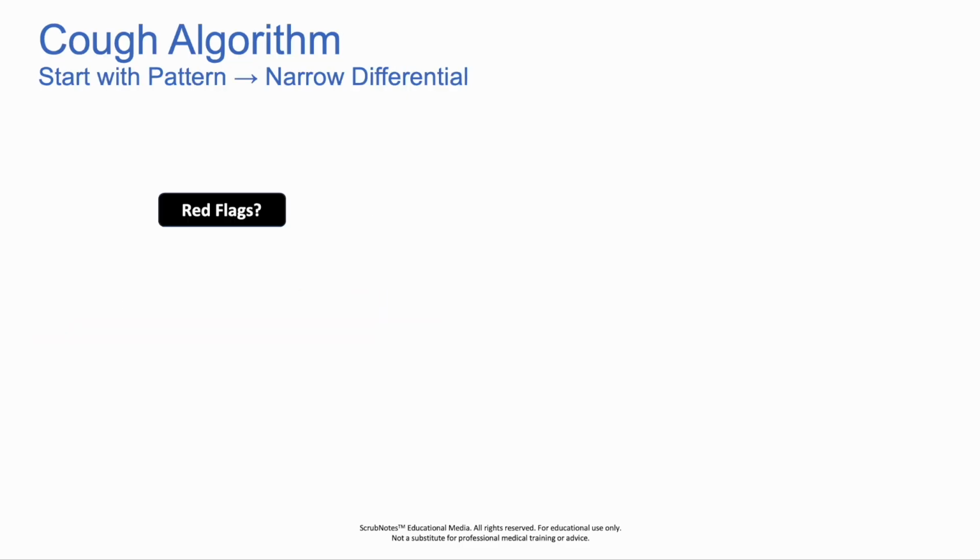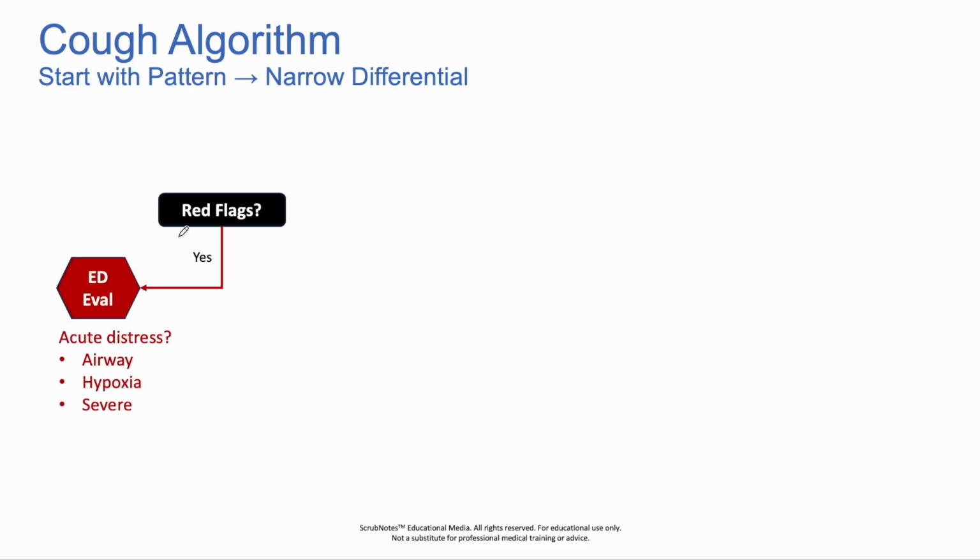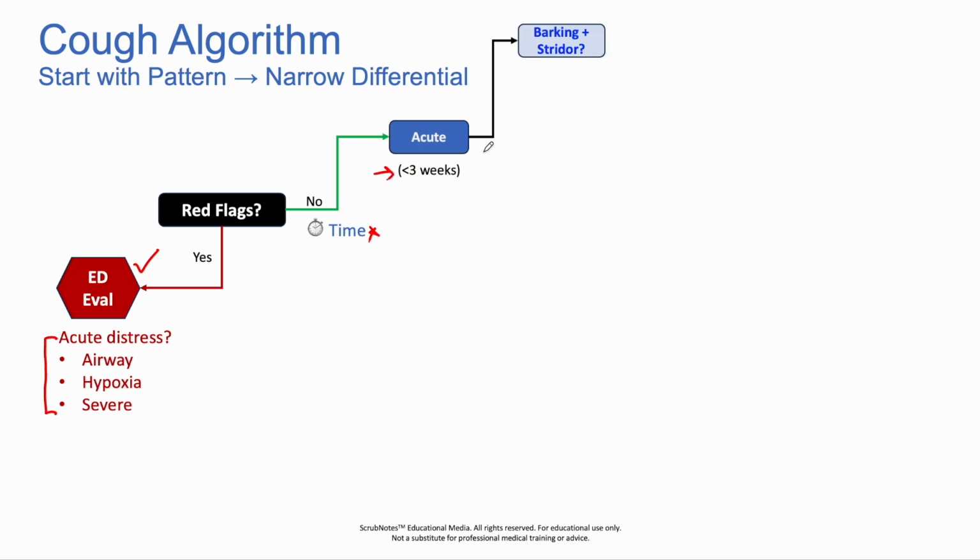Here's the algorithm I use to approach cough. I'm basically first checking for red flags. So if there's any kind of acute distress in the airway, there's signs of hypoxia, I'm going to have an ED referral. But let's say we ruled that out, then I'm going to use time as my next big diagnostic fork. So whether it's acute, it's been going on for less than 3 weeks.